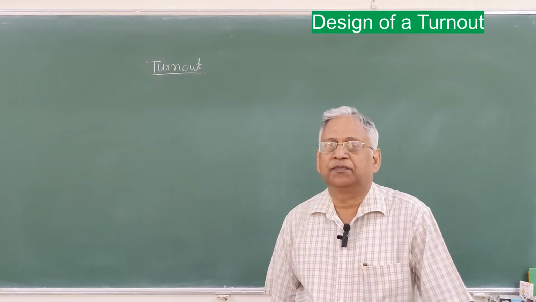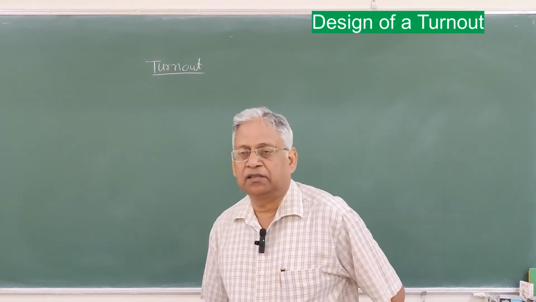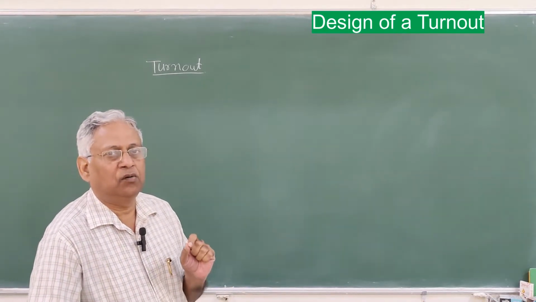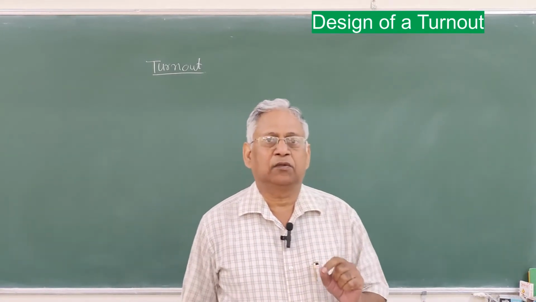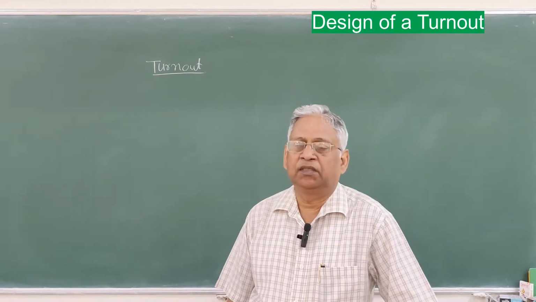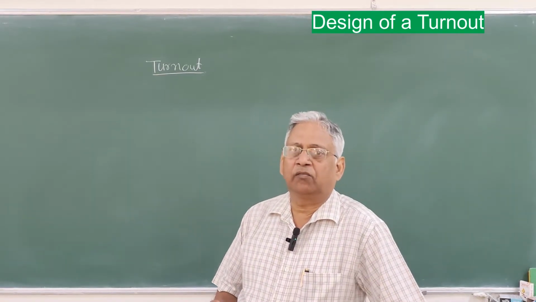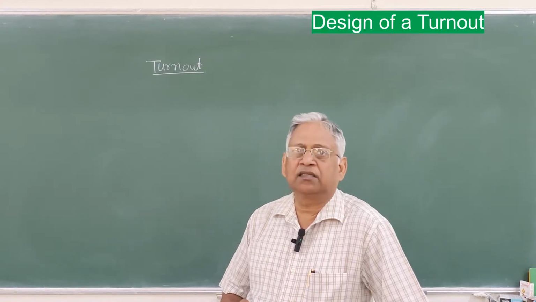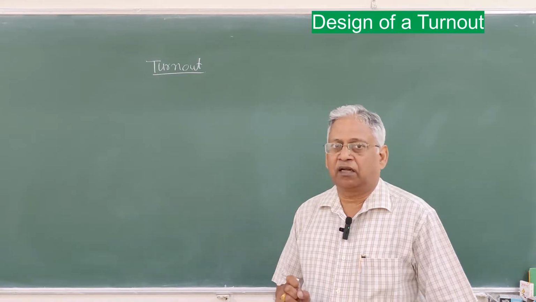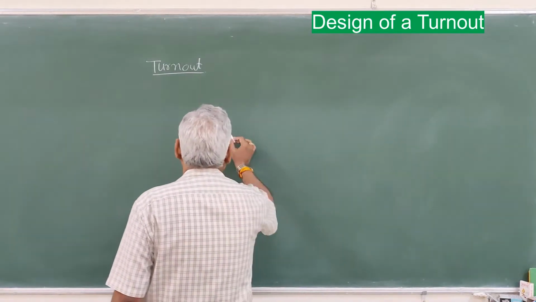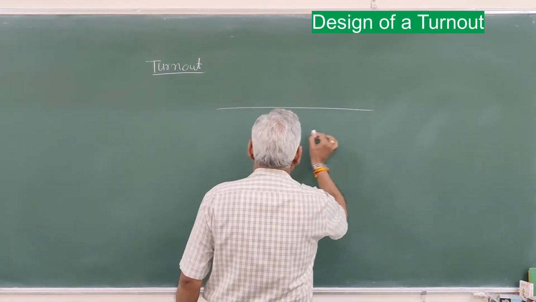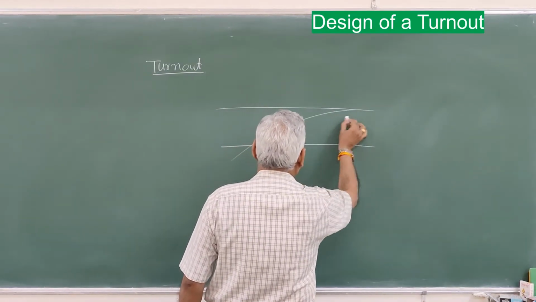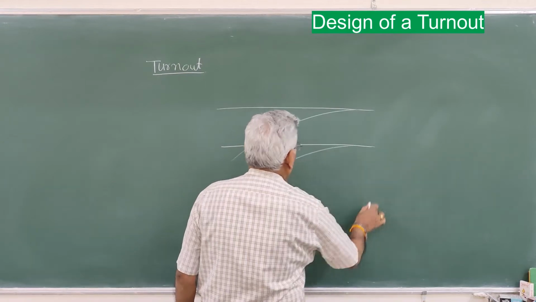Hello friends, in the last two sessions I have told you about the working of a turnout and also about the different types of track junctions that can be formed by different combinations of points and crossing. Today in this session we shall discuss the design of a turnout. Design basically means determination of the different distances which are required for laying of a turnout.